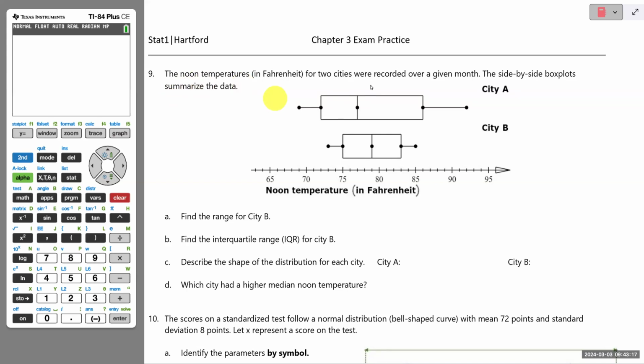summarizing the data. All right, so in our box plot, just a reminder here that the left whisker would go down to the lowest value in the data set, and then the left side of the box is the first quartile, also called the lower quartile. And then the line in the box is the second quartile, which would also be the median. And then the right side of the box is the third quartile, also called the upper quartile.